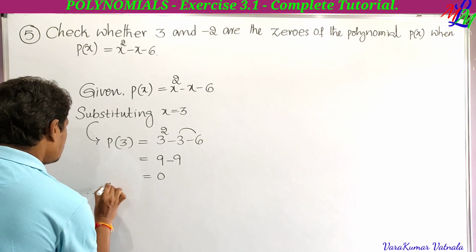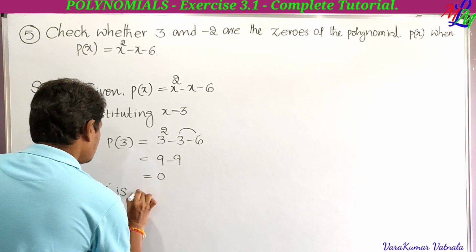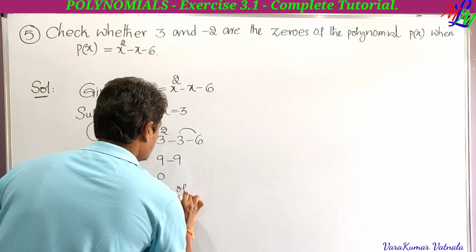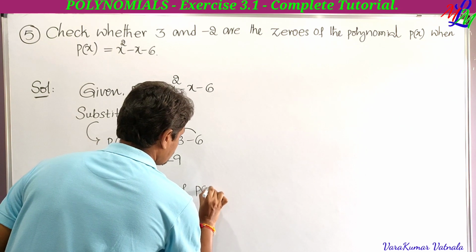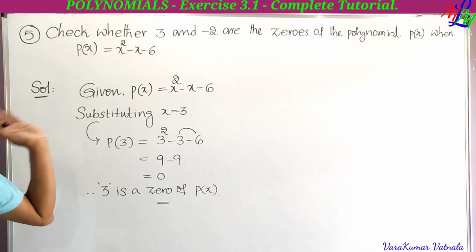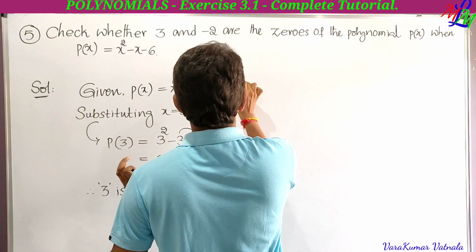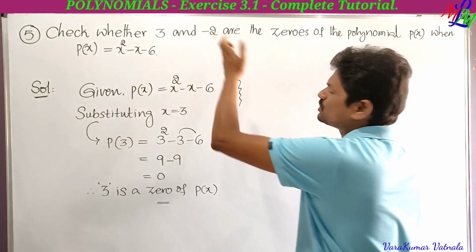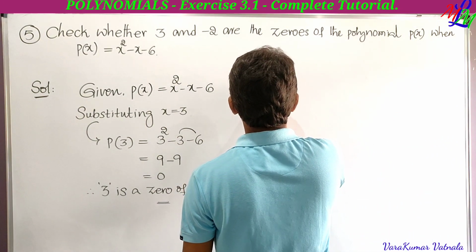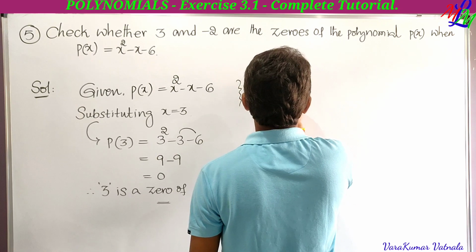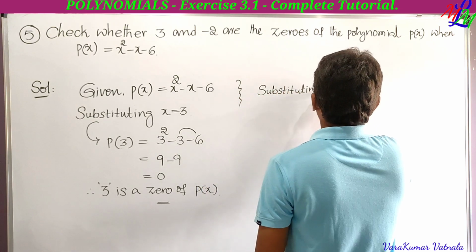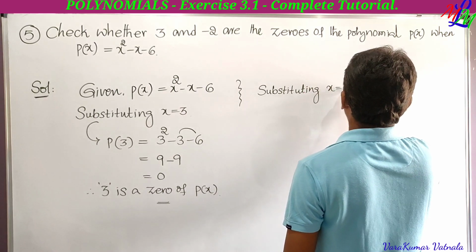3 is a 0 of p of x. So this is the first one. Next we have to substitute x is equal to minus 2. Again we have to substitute x is equal to minus 2. Substituting x is equal to minus 2, so what we get, see here.